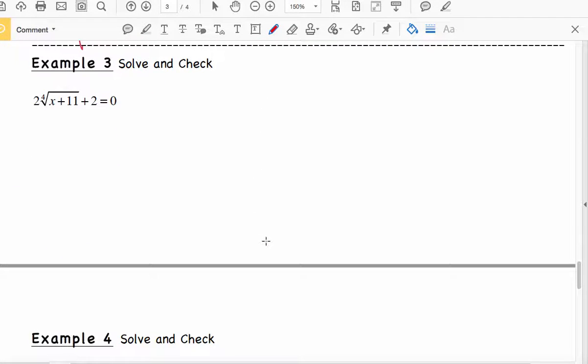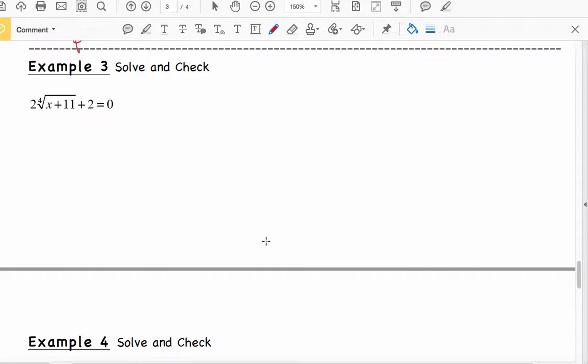All right, let's go ahead and do example 3. The first thing that you need to do is you need to isolate your radical. So I'm going to move the 2 to the other side of the equation to start. And then I still have a 2 out front, and I need to remove that 2. So I'm going to go ahead and divide the left side of my equation by 2, which will cancel out that 2 in front of the radical symbol.